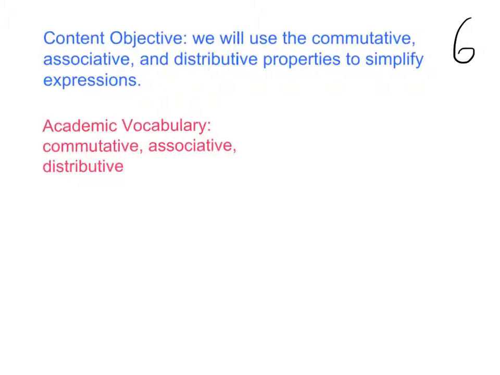Okay, we are now on page 6, so make sure that you turn to page 6, and I want you to write your content objective, and I also want you to write your academic vocabulary. So if you need to, go ahead and pause the video now and write these down. We will use the commutative, associative, and distributive properties to simplify expressions, and we have academic vocabulary: commutative, associative, and distributive.